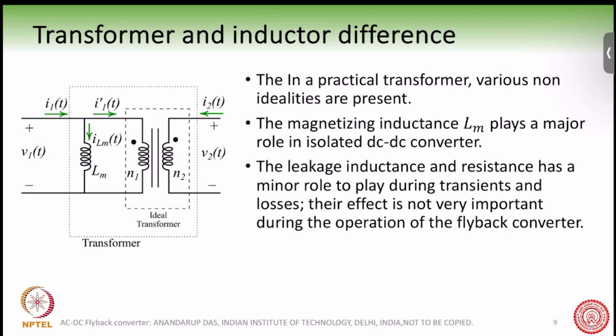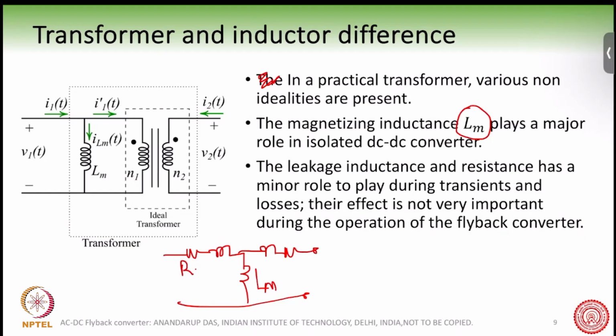Now, first thing is that in a practical transformer, let us see the various non-idealities. In this case, the non-ideality that plays a very important role is the magnetizing inductance Lm. We have seen in conventional transformers, we model it this way. You know this one, I'm just repeating. So this is the Lm, and here we have R1 and X1, and here X2 prime and R2 prime. This is a very standard form of transformer.